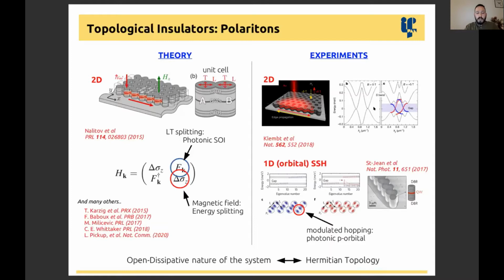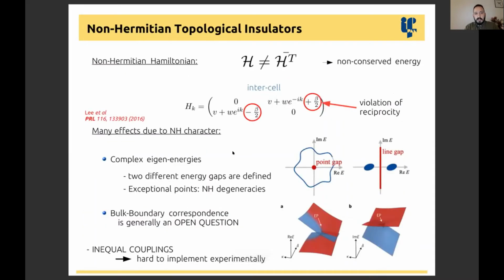So the open-driven dissipative nature of the exciton polariton system actually doesn't play a massive role. We are, of course, interested in this investigation. In order to do that, we need to understand what a non-Hermitian topological insulator is. So we know very well what a non-Hermitian Hamiltonian is, which is always associated with systems which are non-conserved in energy. And if we have the SSH model, the easiest way to introduce non-Hermiticity is to act on the intercell hoppings and violate the reciprocity.